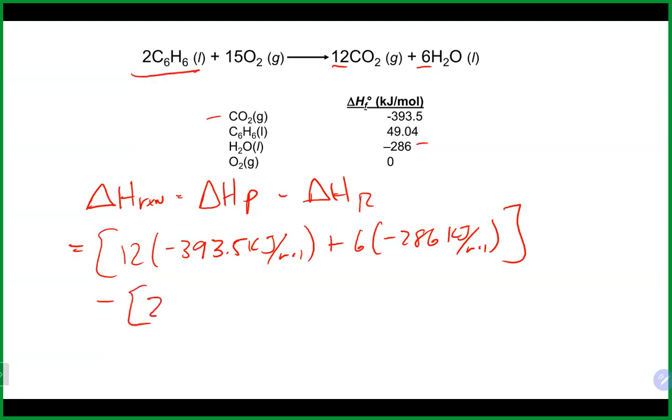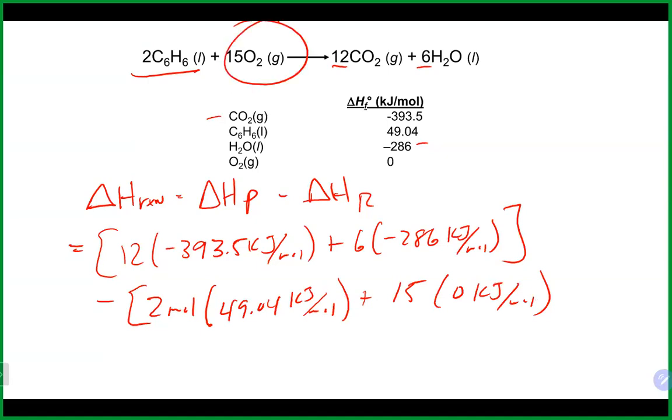And we have 2, which again is technically 2 moles times our value of 4904 kilojoules per mole. And we're going to add that to 15 times our 0 kilojoules per mole. So oxygen is in a standard state, and delta H for anything in a standard state, uncombined, just really like the element, how it comes by itself, will typically always have values of 0.